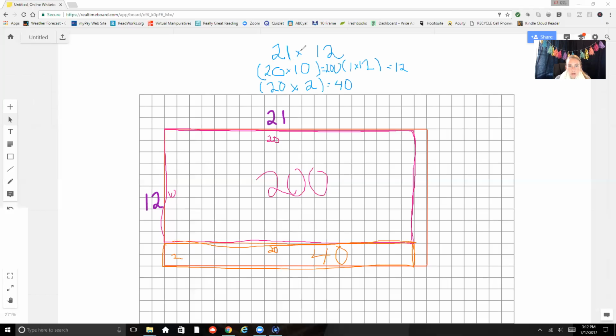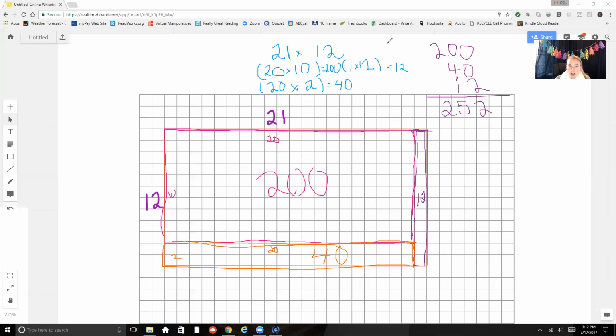And then the last bit, I did 1 times 12. I'm going to switch to a different color here. So 1 and then 12 down. So there's 12 squares here. So here we have 200 plus 40 plus 12. And so that's going to give us 252.